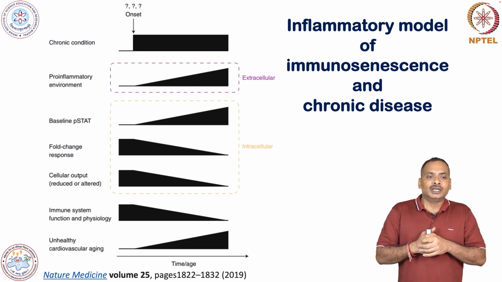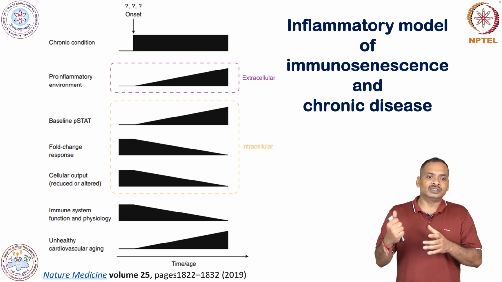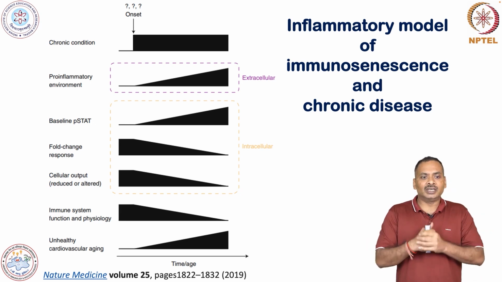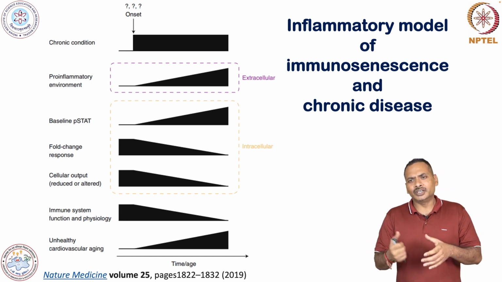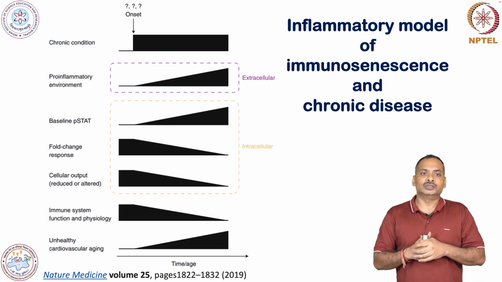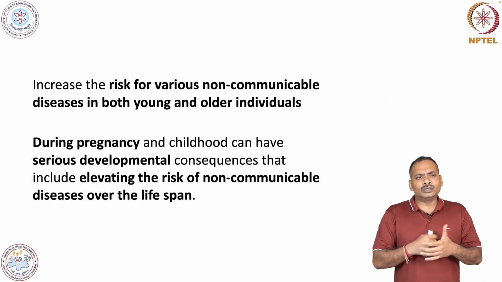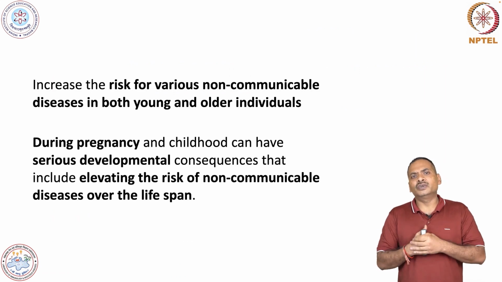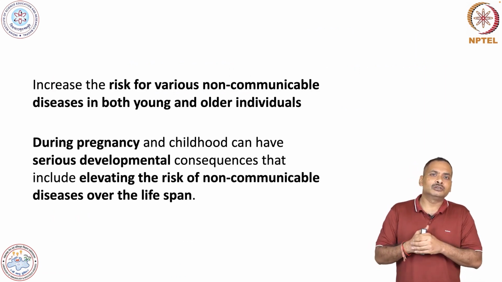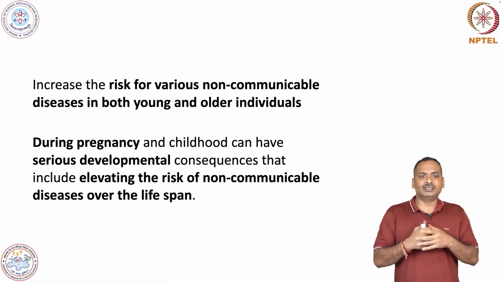Here you can see that the immune system function and physiology is going from bad to worse, and eventually unhealthy cardiovascular aging will be there in these individuals. So they will also have an increased risk for various non-communicable diseases. I have already explained the individual will be prone to autoimmune diseases, cancer, and all those things.